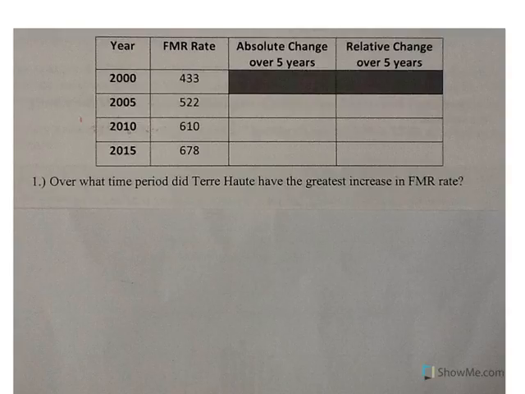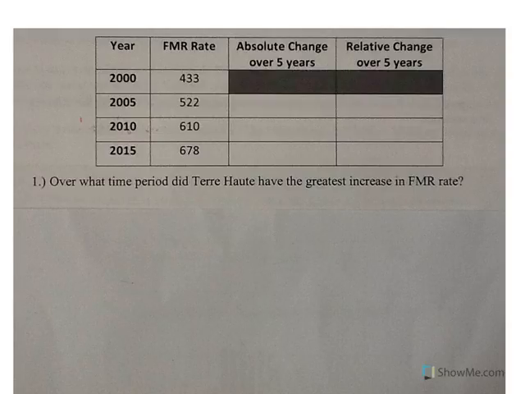Let's do some practice problems dealing with absolute and relative change. So we're given a chart here of Terre Haute and their fair market rental rates and absolute and relative change on 5-year chunks. You can see that there's nothing to do here for 2000 because we would need previous information. And since we don't have it, we just can't find the absolute and relative change there.